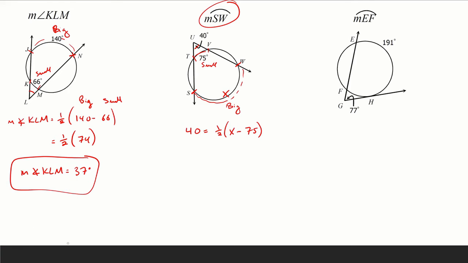Anytime that you can take half of something, go ahead and take half of something. Now in this case, I can't really take half of an X or half of 75 because I'll be dealing with fractions. In that case, I'm going to go ahead and get rid of the 1/2 by multiplying both sides by 2. On the left side, 2 times 40, we get 80. On the right side, we got rid of the 1/2, so we're left with X minus 75. And so to solve for X, which represents the arc SW, we're going to add 75 to both sides, and we get X equals 155. Since X represents the arc SW, the measurement of SW is equal to 155 degrees.